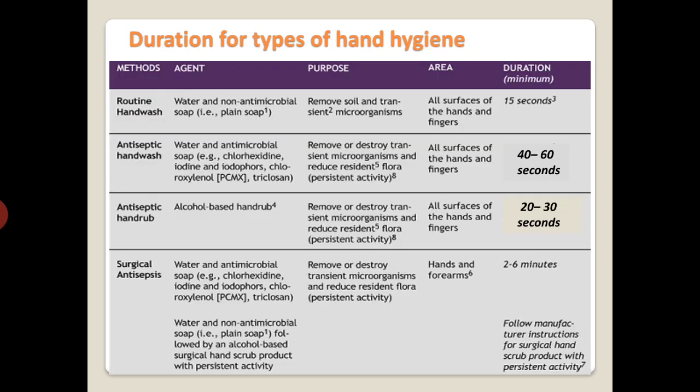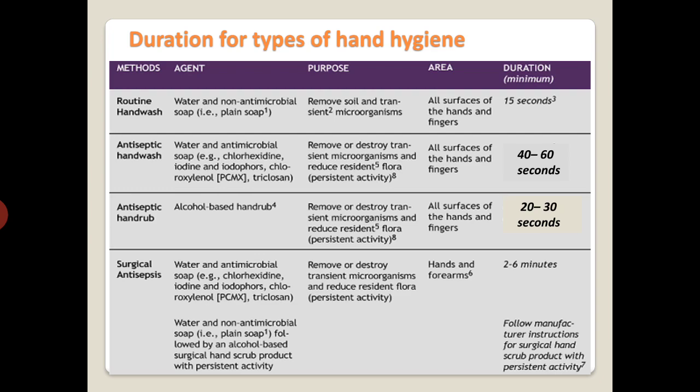And coming to the duration of types of hand hygiene, here I have a tabular column showing the different methods of hand hygiene, the agents used, the purpose, the area and the duration. The first one, routine hand washing, where you use water and plain soap or non-antimicrobial soap. The purpose is to remove soil and transient microorganisms. The area covered is all surfaces of the hands and fingers. It takes around 15 seconds or 20 to 30 seconds.